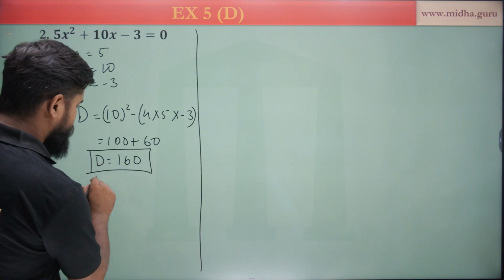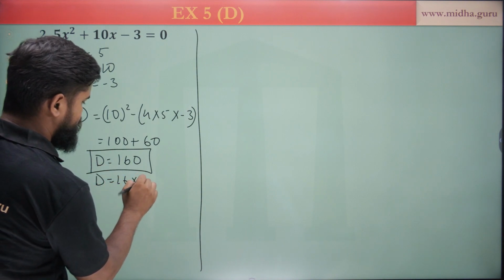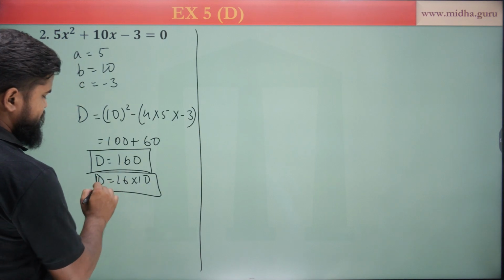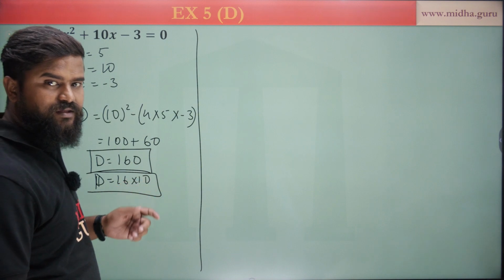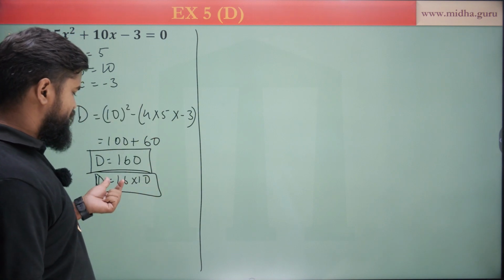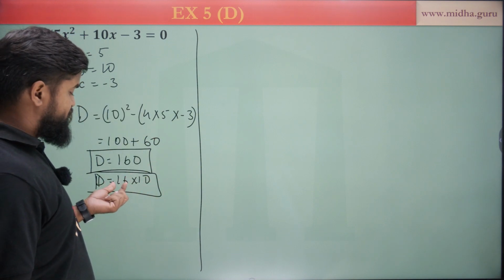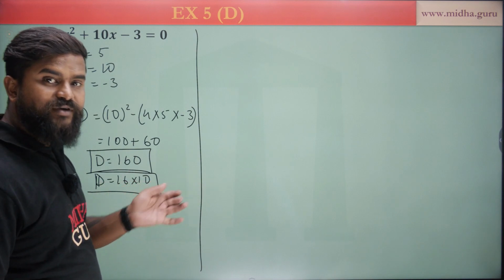160. Or we can write it as 16 into 10. Why I did this separation is so that when we take out the square root, it will be easier, since calculating the square root of 160 will be a tedious job. You don't need to do that. Now that we know 16 is a perfect square, we just need to take out 4, and we take out the square root of 10 based on the square root tables.